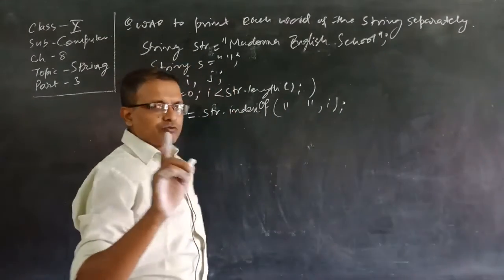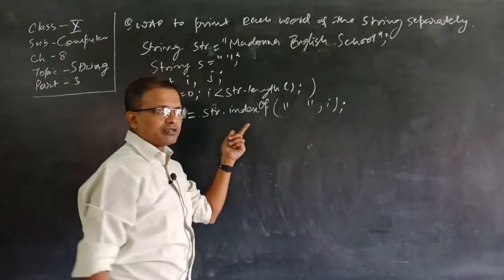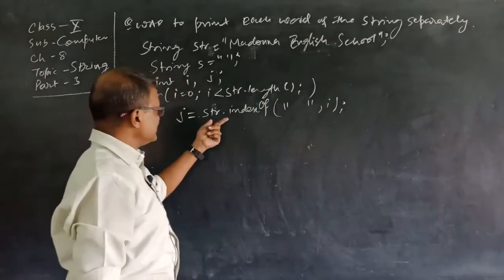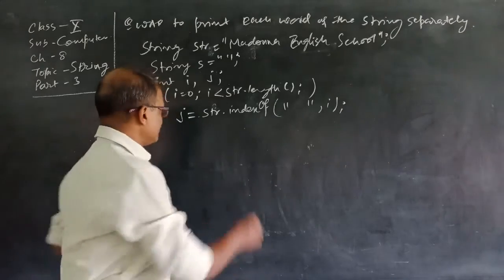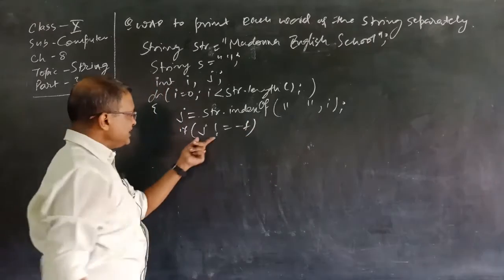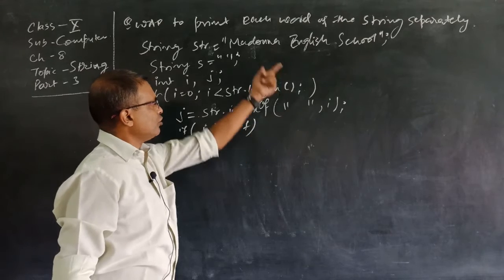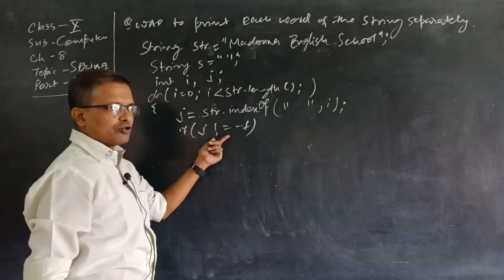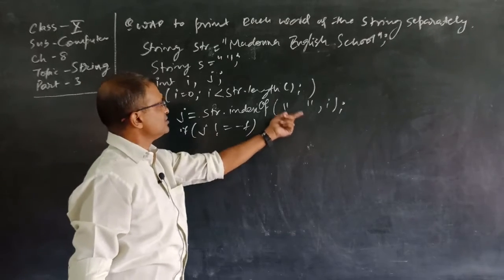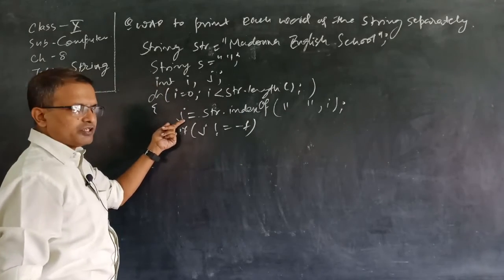Now, one more concept I have discussed: if the string to be searched is not present in the string, then indexOf will return you -1. It means if I write the condition j is not equal to -1, it means the string is present. Otherwise, if the string is not present in the given string, then it will return you -1. So if I have written here j is not equal to -1, it means this space is present in the string, and the value returned is stored in j.